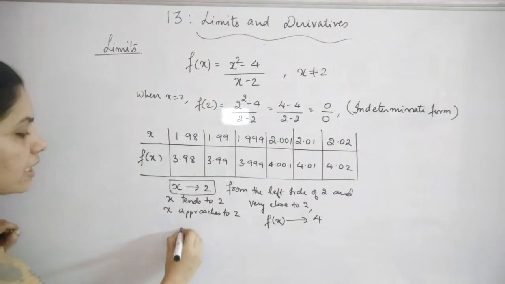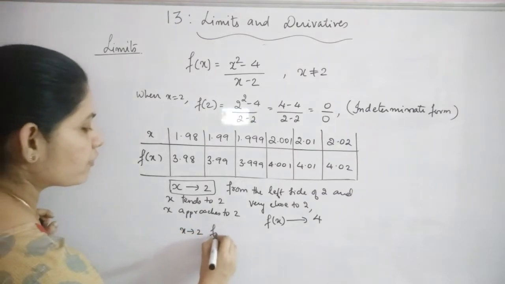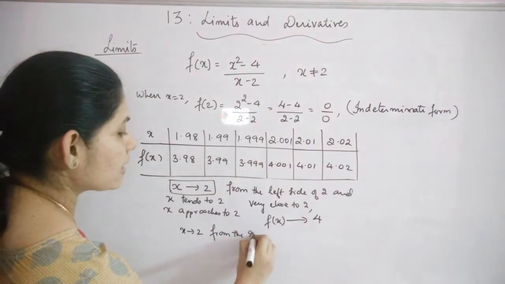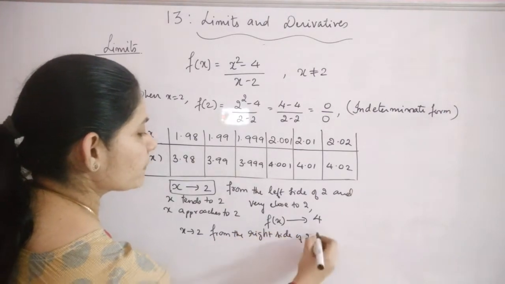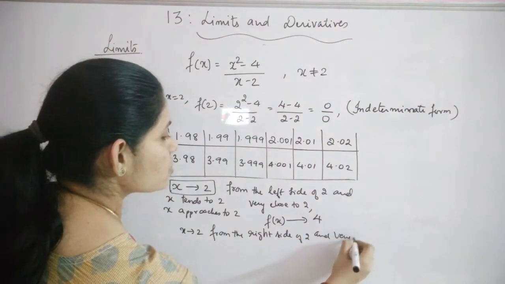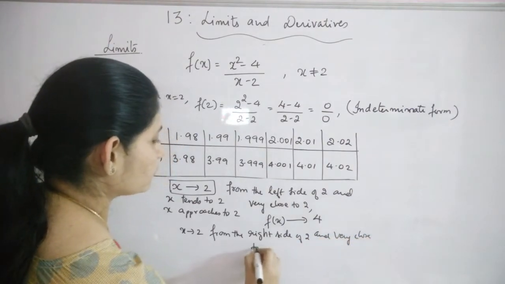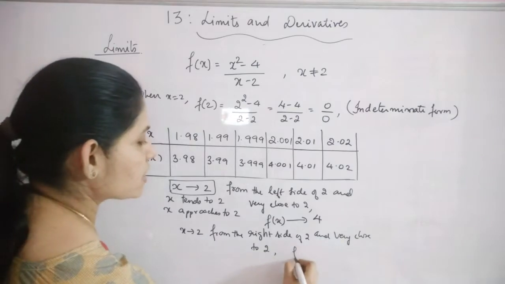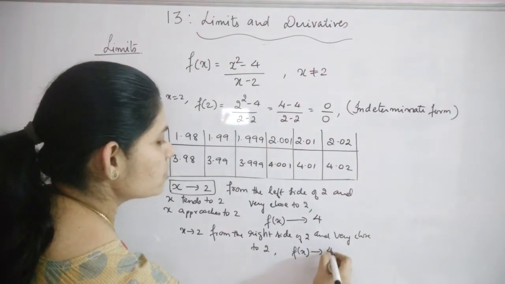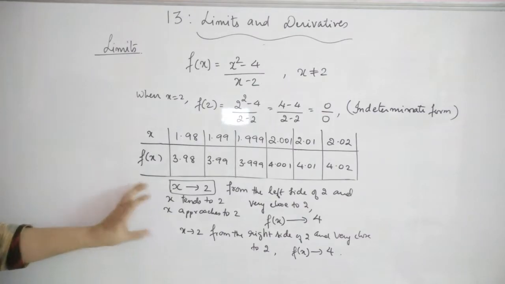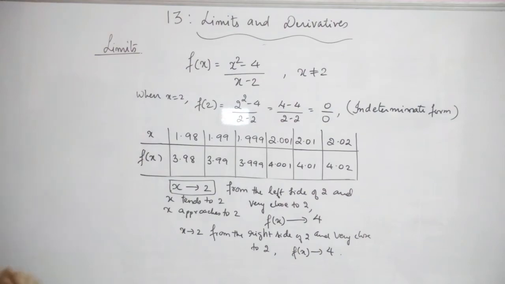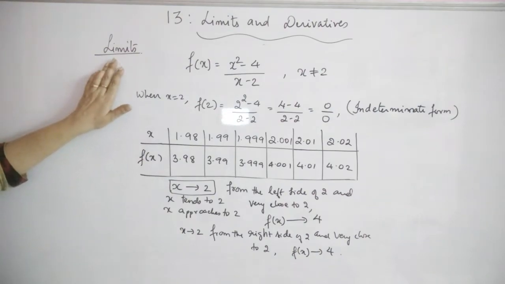Again, if you are taking x approaches to 2 from the right side of 2 and very close to 2, then you can say the function value again is approaching to 4. So this concept gives that the limiting value of the function is 4. It cannot go beyond 4. That's how comes the word limit.